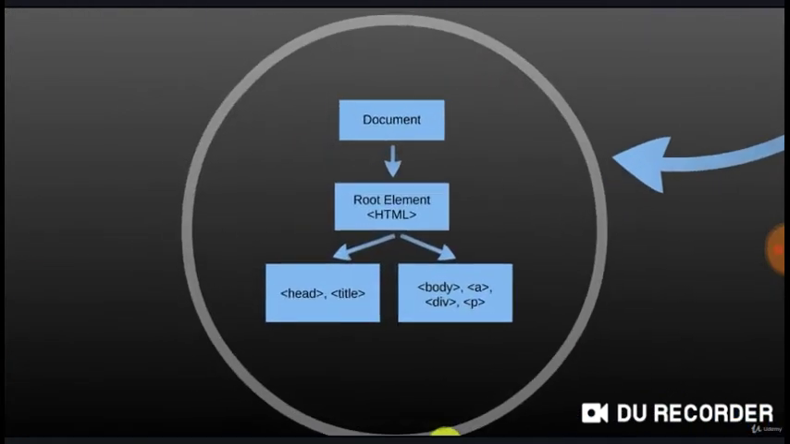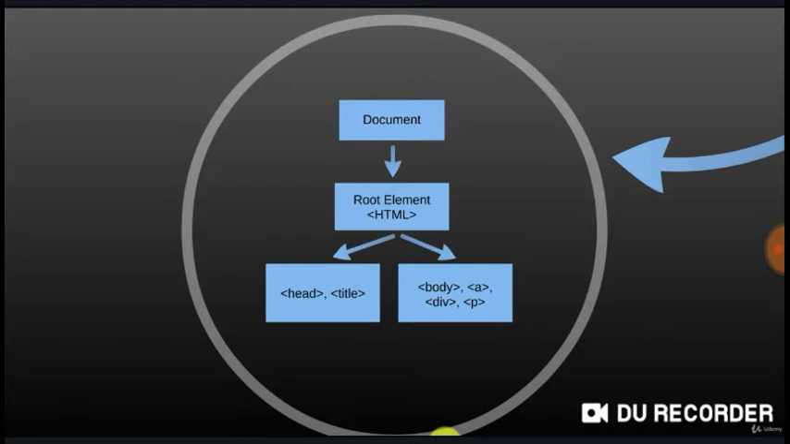Let's take a look at the model illustrated as a flowchart. At the top of the model hierarchy, we have our actual HTML document. For example, index.html or main.html, whatever the case may be. Inside our HTML document, we have our root element, which is the HTML open tag.